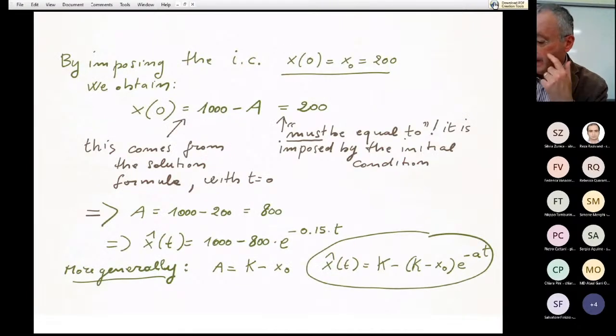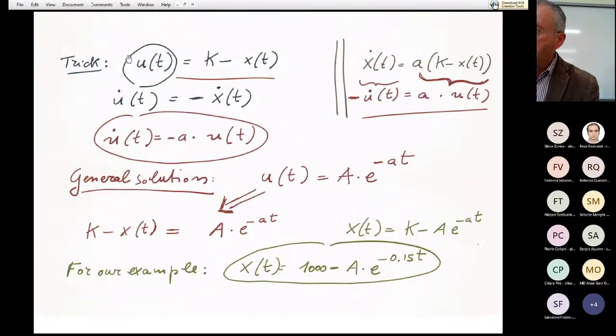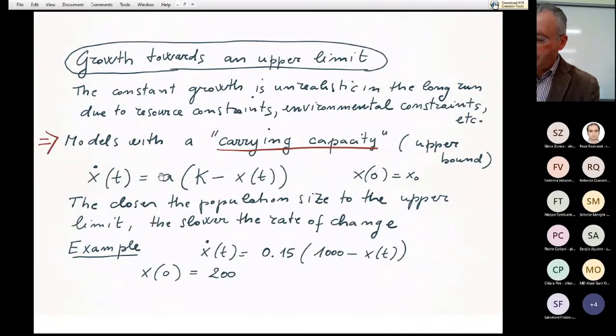So for instance, what happens? It makes full sense to start from below the carrying capacity, but what about starting above? Suppose that you have already a very large level of the population, and you inject additional stock here in a way that exceeds the carrying capacity. What happens to our equation? If you start from 1500, for instance, this becomes minus 500, okay? Times 0.15, this is negative, so the time derivative is negative. So you will have a variable that decreases until it reaches again the level of the carrying capacity. Clear?